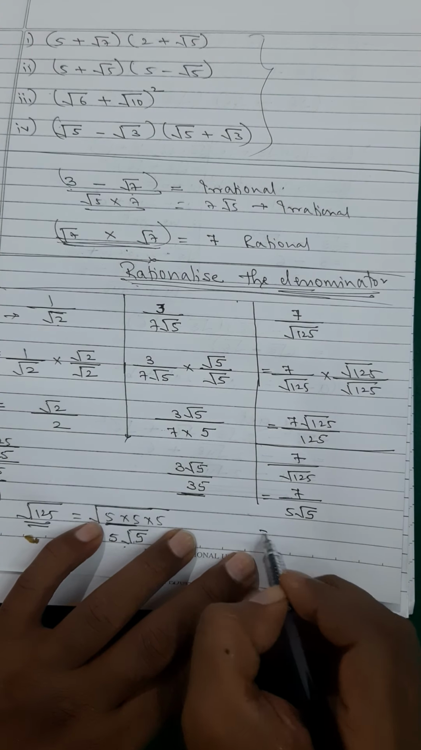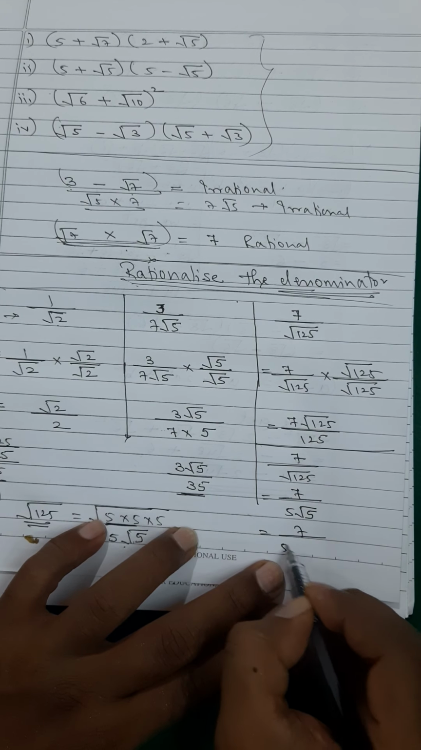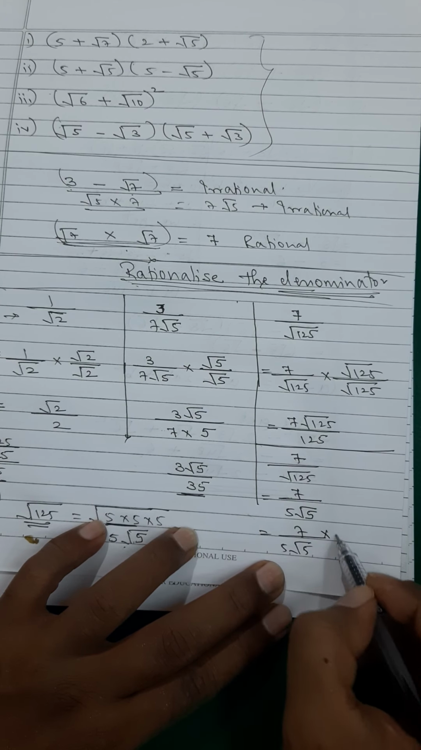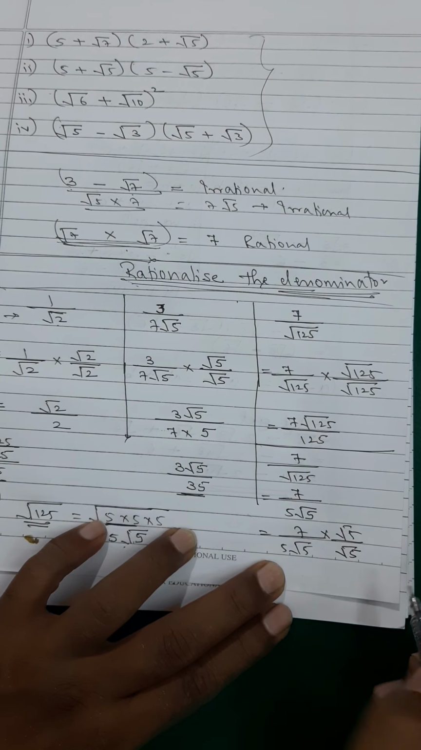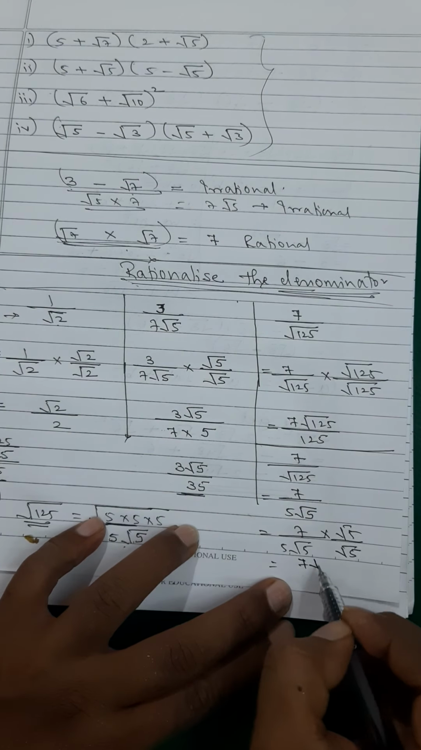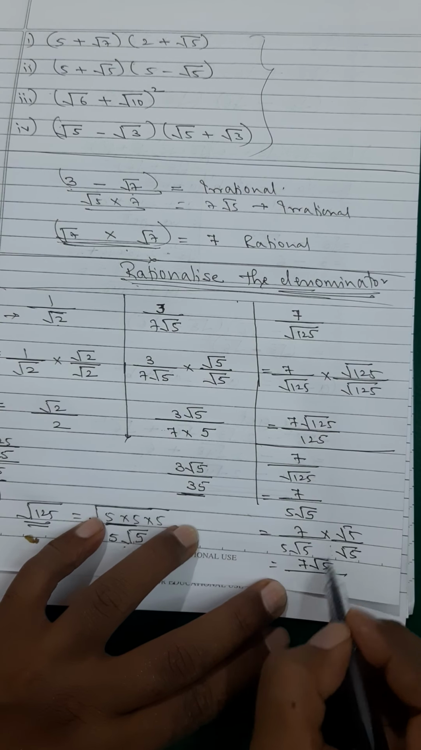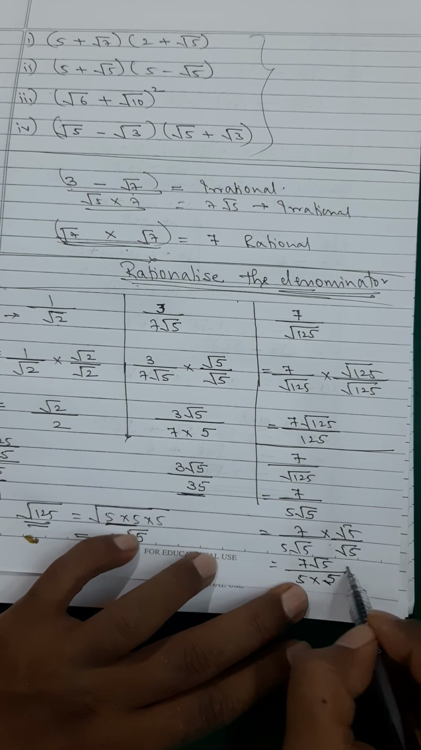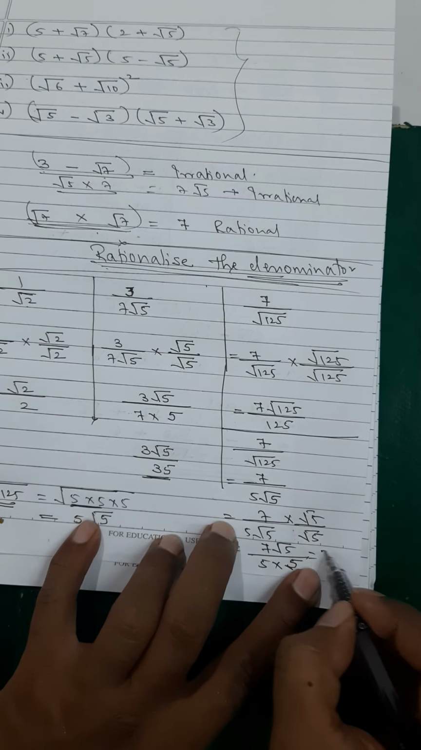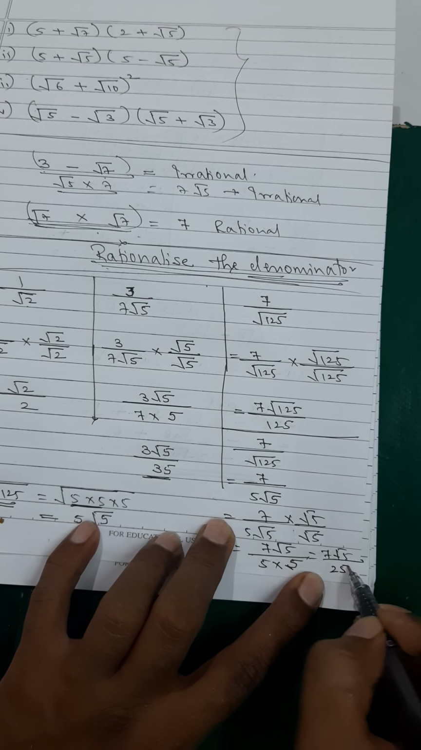Fine. And now what will you do? Multiply and divide by the irrational part. This will become 5 root 5 into root 5 upon root 5. So what you get is 7 root 5 upon 5 will multiply with the coefficient. 5 ones are 5. Root 5 into root 5 will give you another 5. So you will get what? 7 root 5 upon 5 5s are 25. This will be your answer.